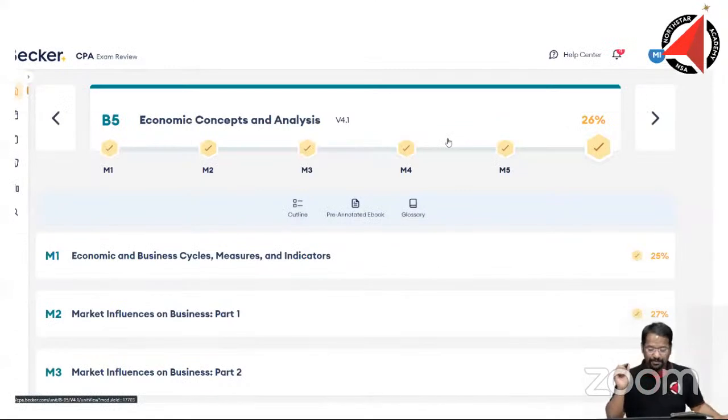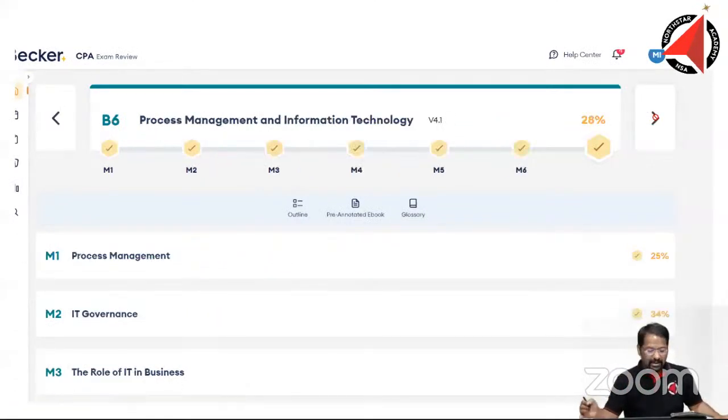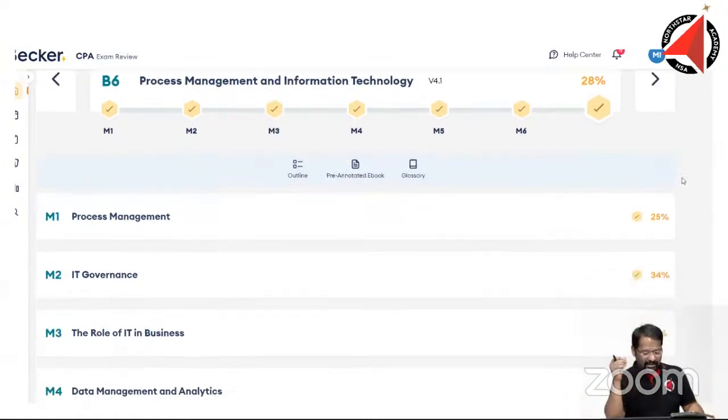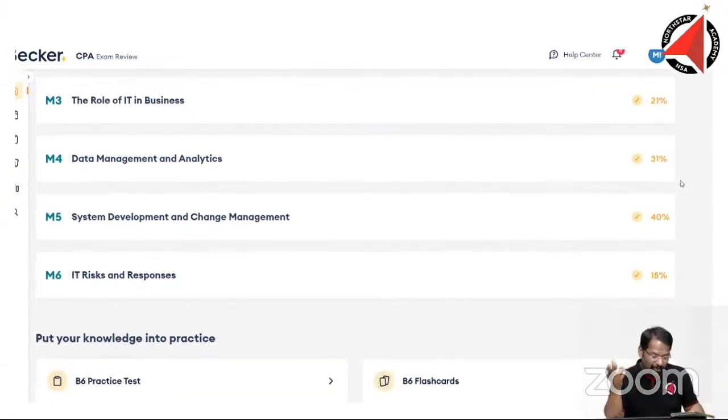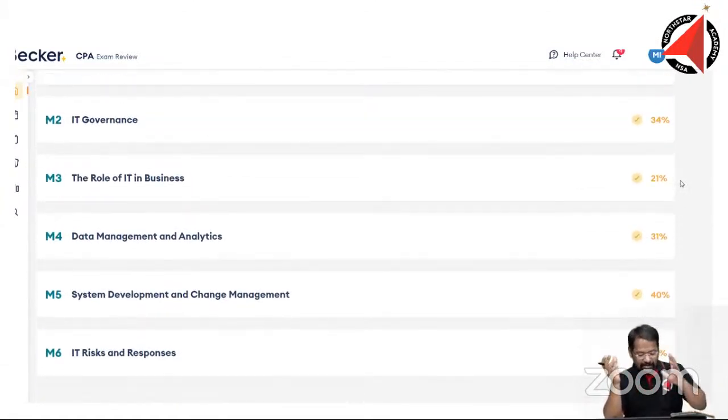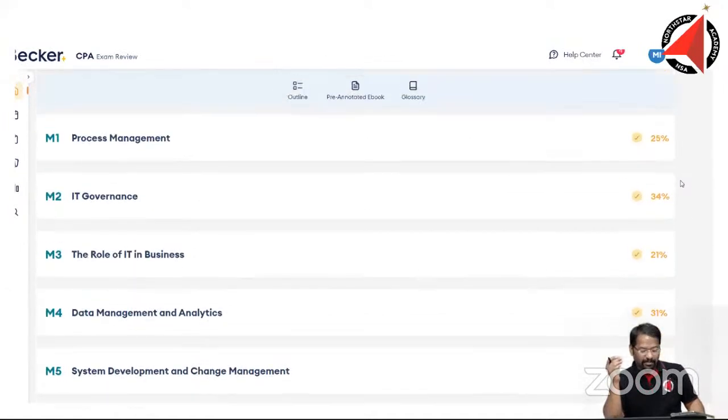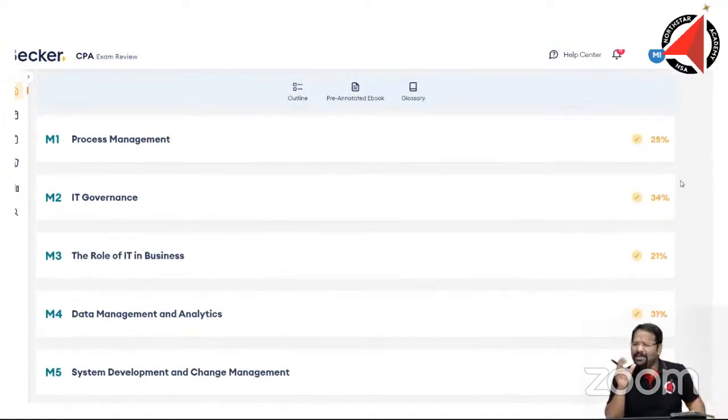All right. So this one, and we have one last topic, process management and information technology. Some of you will hate this topic, but we can't do anything. Even though you don't like computers, IT risk, system development, change management, data management, even if you don't like it, you have to study this topic.